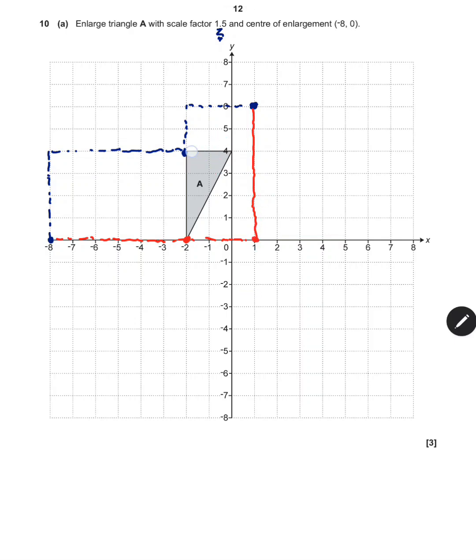And now look at this top measurement, which is 2 across. So let's draw that in, 2 across. Remember the scale factor is 1.5. So there's the 1 and there's the half. And at this point now I can just draw my triangle. There's the enlargement.